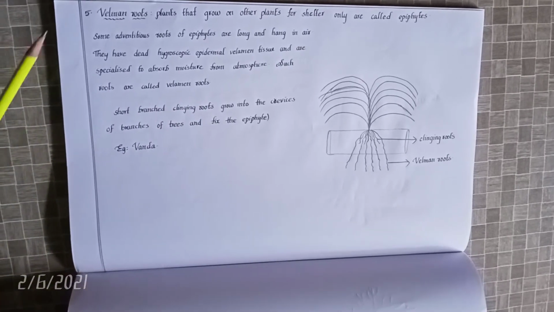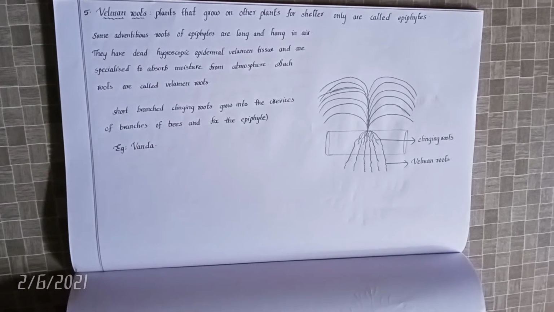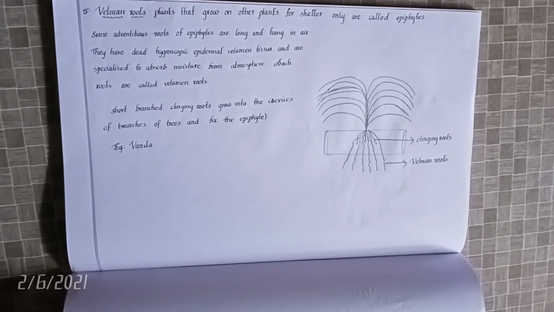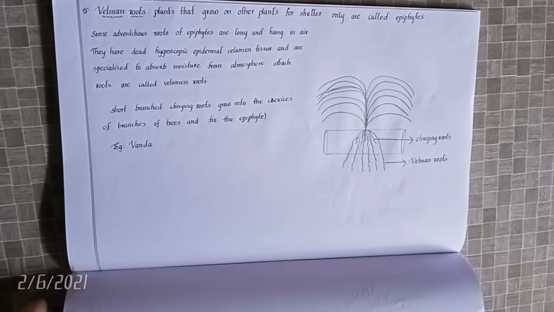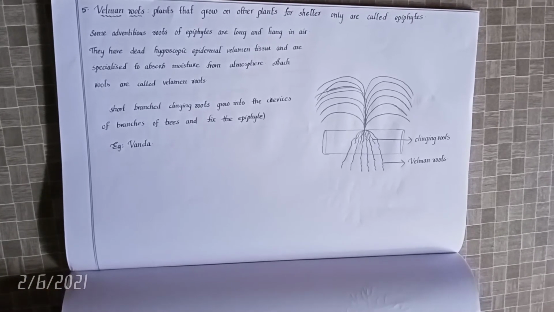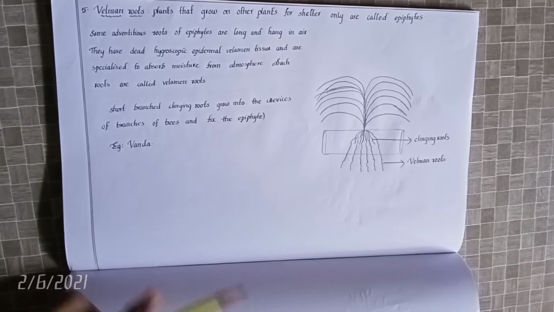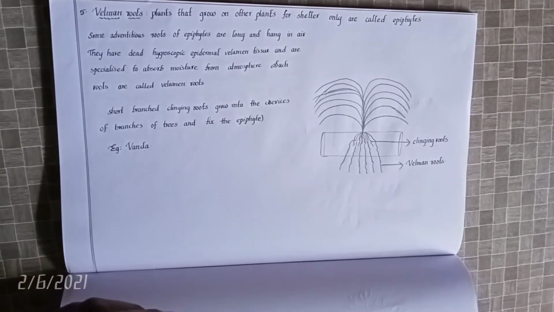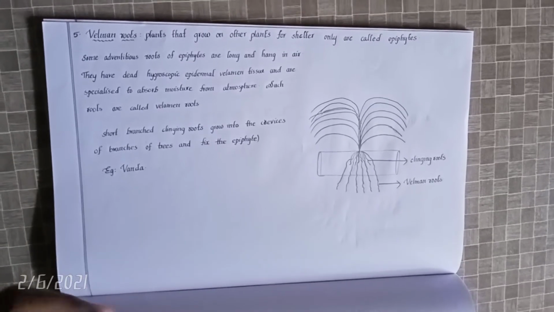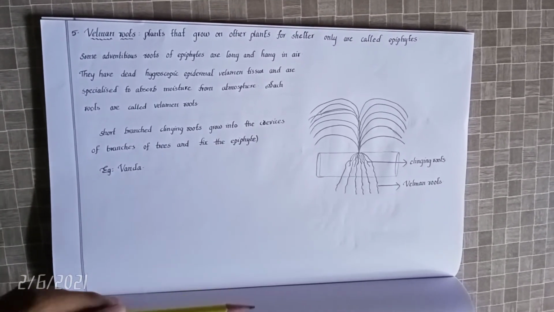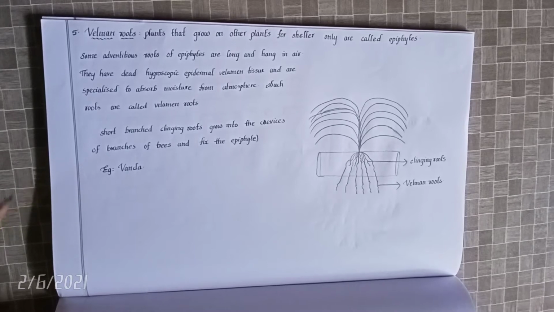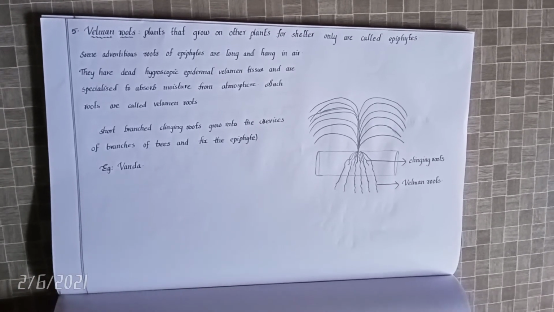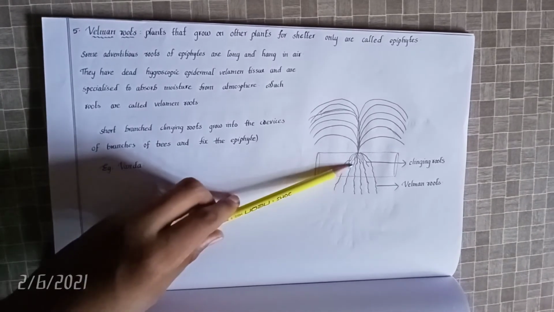What are these Velamen roots? Velamen roots are also called epiphytic roots. The plants that grow on other plants for shelter only are called epiphytes. Some adventitious roots of epiphytes are long. Here we see the Velamen roots and clinging roots.